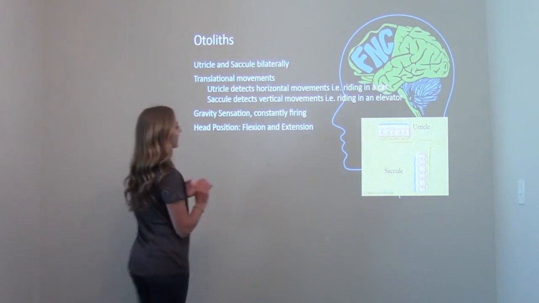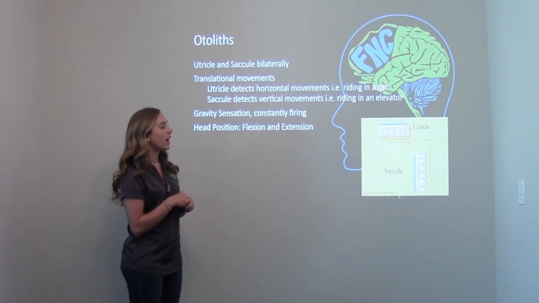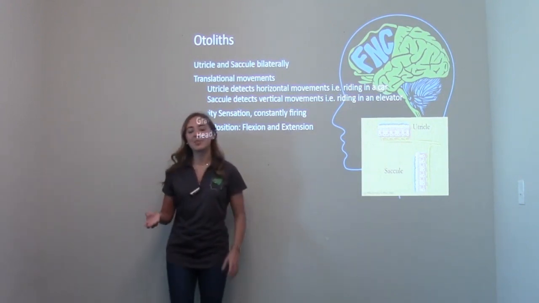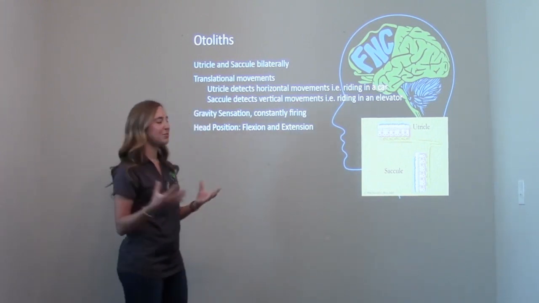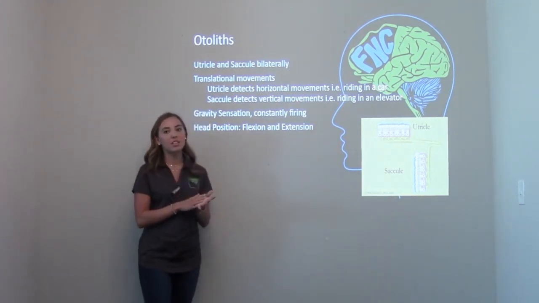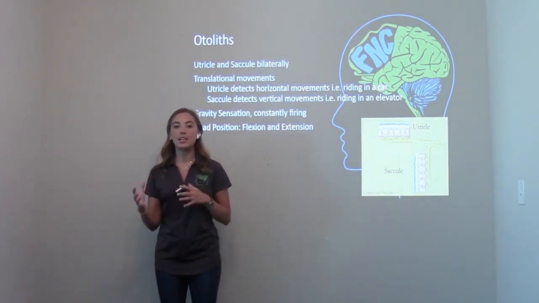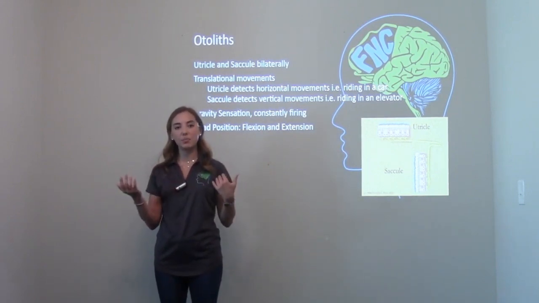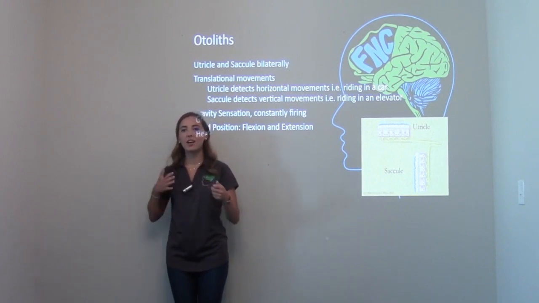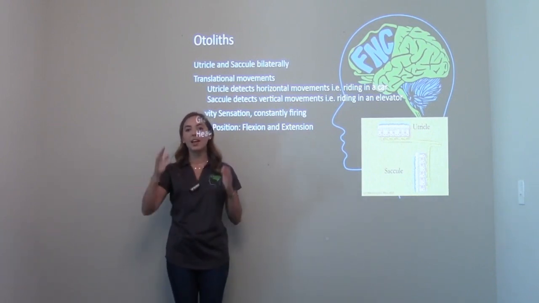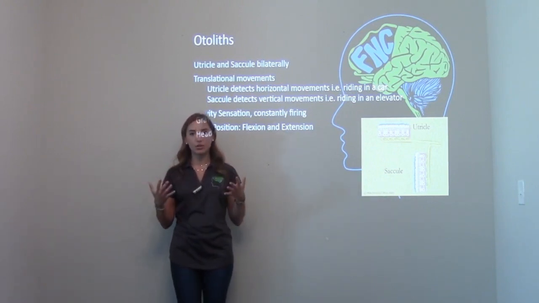So our otoliths. The first part of our vestibular system, our otoliths, we have two of them bilaterally, so we're going to have a utricle and saccule on our left and our right side because we have two ears, so we have two inner ears. But our otoliths are responsible for translational movement. So the utricle, I want you guys to think of that as linear or horizontal movements. An easy way to picture this is if you're sitting in your car and you're not moving, you put it in drive and you start going forward, 0 to 60. That acceleration, that linear acceleration, is detected by our utricles.